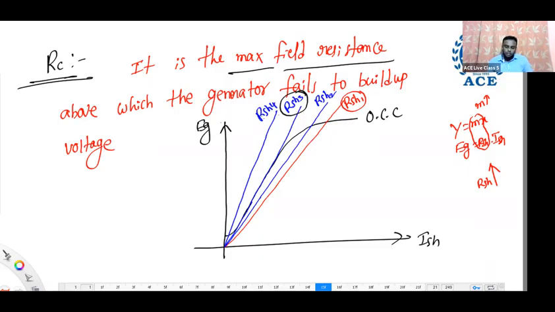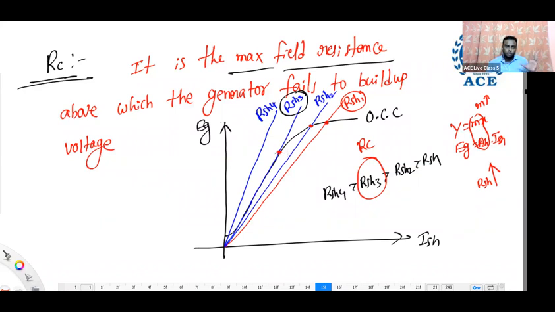Why? Let us consider the order of the resistors here: RSH4 greater than RSH3 greater than RSH2 greater than RSH1. Out of the 4, RSH3 is the critical resistance. Observe the figure. Corresponding to RSH1, this much voltage builds up. RSH2, almost the same voltage. RSH3, this is the maximum touching point. This much voltage you will still get.